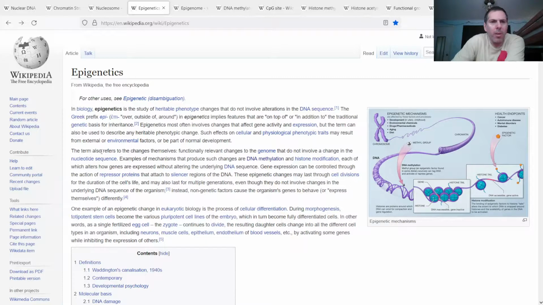So when you have a single cell starting point for a multicellular organism, you have some epigenetics there that were inherited from the parents.